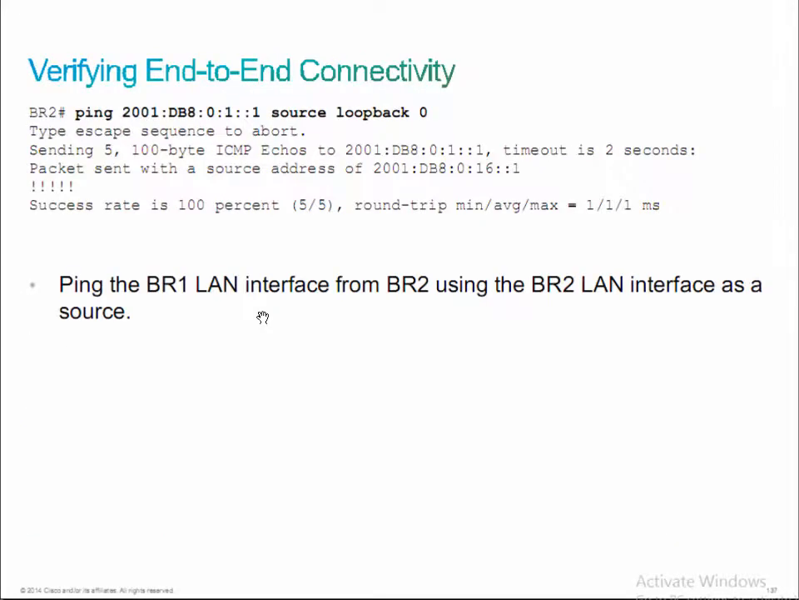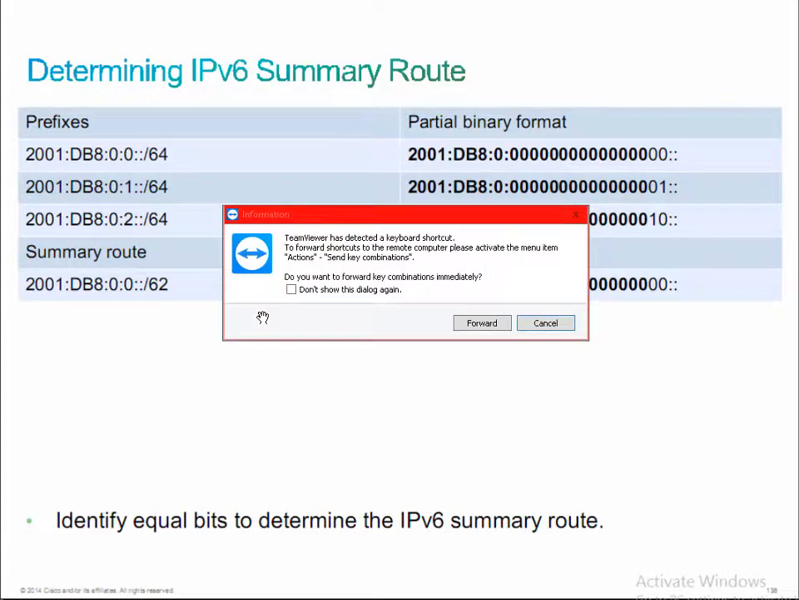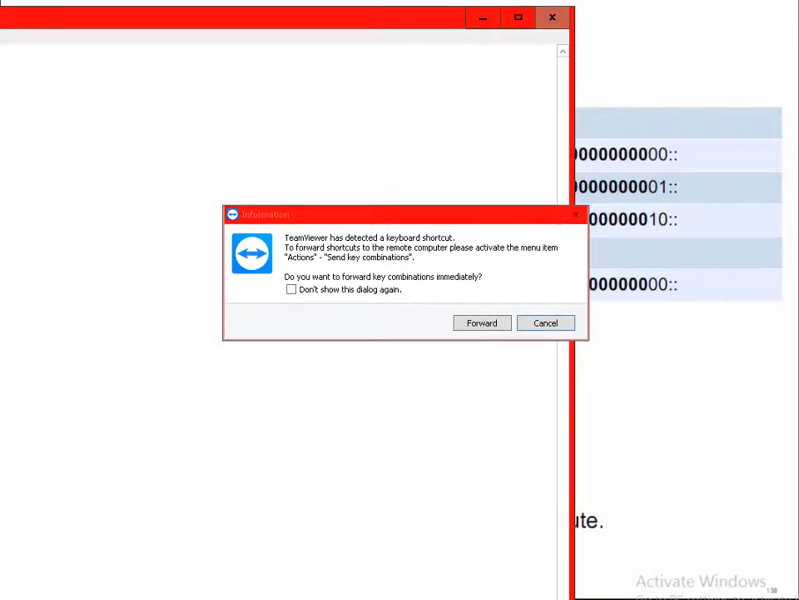All right. But now we want to go ahead and configure some summaries. And how do we do that in IPv6? Well, guess what? It's exactly the same as it would be in IPv4. All right, let me demonstrate. I think I already did this demonstration in one of my previous exercises, but we'll go ahead and do it again. Let me get rid of that dialog box there.